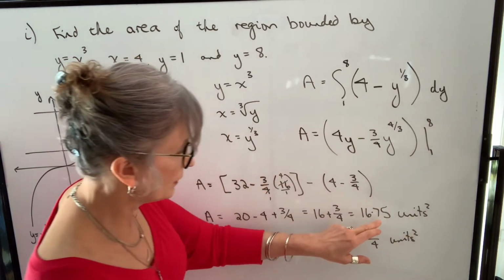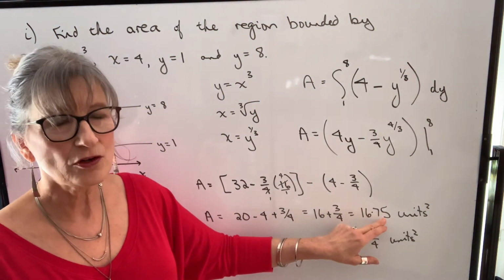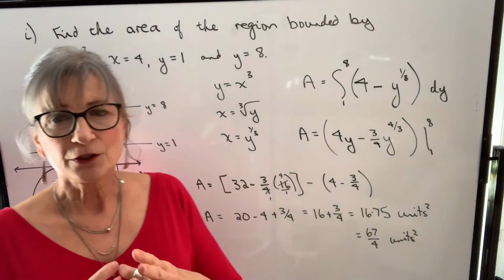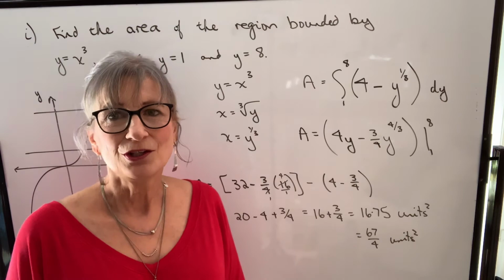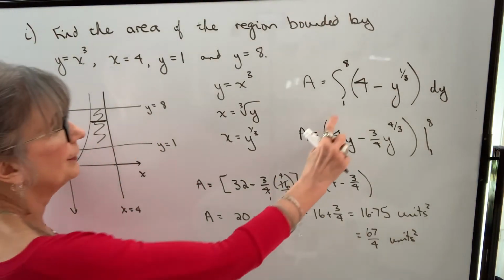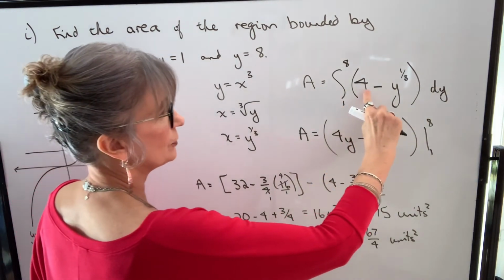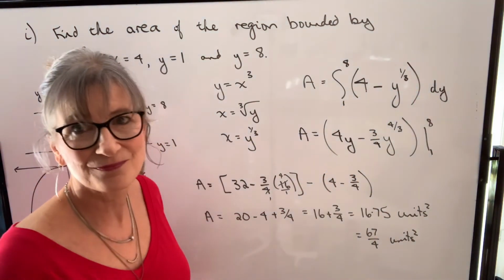That works out to a nice even decimal, or 67 over 4 square units. When it works out to an even decimal, you can go ahead and do that. But if it's not an exact value, I would probably leave it as a fraction. So it's a very similar procedure, but now you have to think of everything in terms of y. Your values on your integral are the y values, and you have to write everything in terms of the function in terms of y, not x, and it's dy.